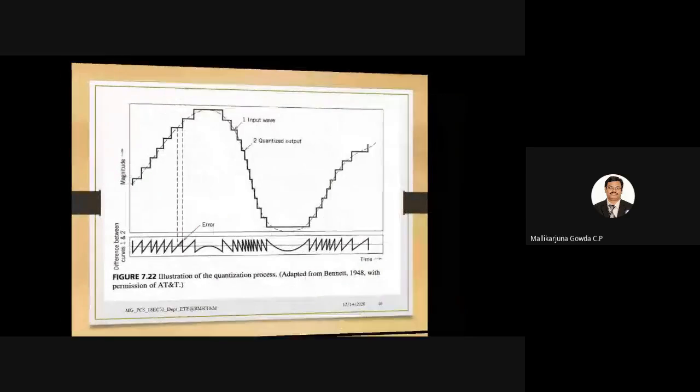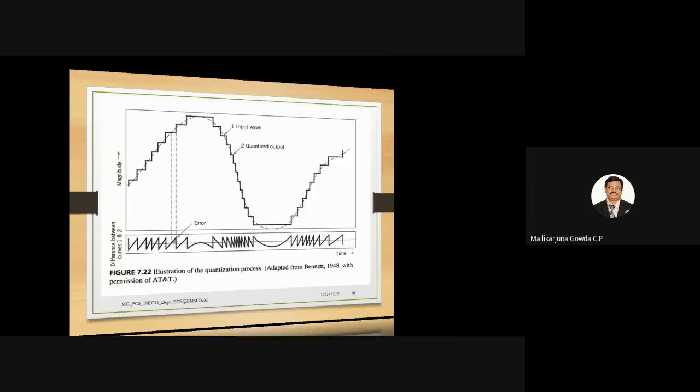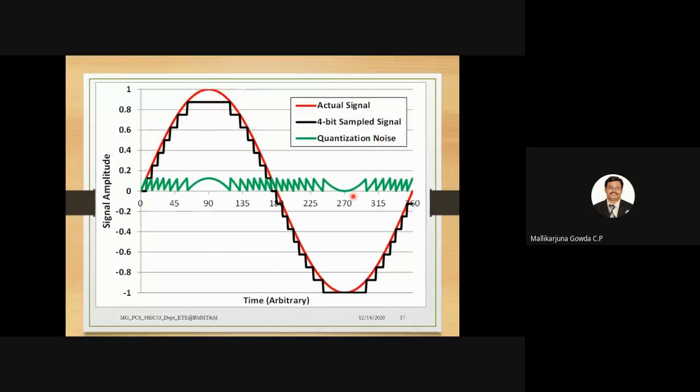So I thought with color people will get attracted, so that is why I kept that slide also. Wherever there is a color, people's attraction will be more. So here the actual signal is shown in red color, then the sampled version, that is the quantizer signal, in black color, then the noise in what color? Green color, right? This value will be plus or minus delta by 2.